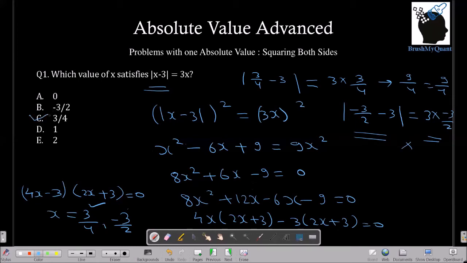So keep this in mind. If you are using squaring both sides method, then you need to make sure that you're substituting the answers back in the question and checking whether you got the right answer or not. Let's try one more.